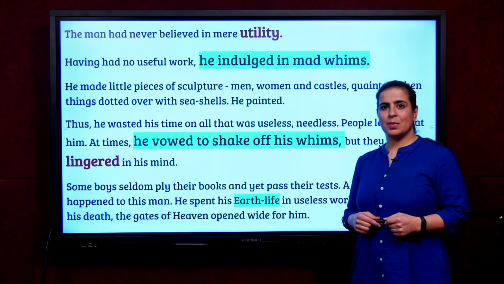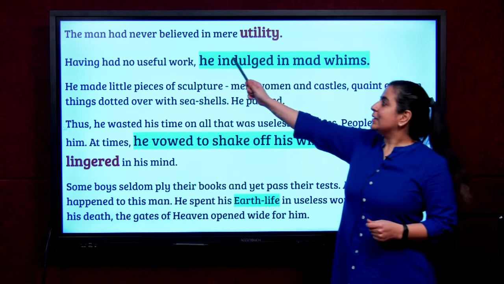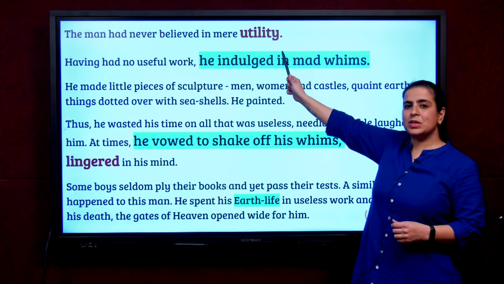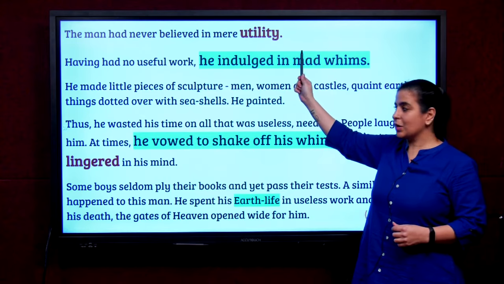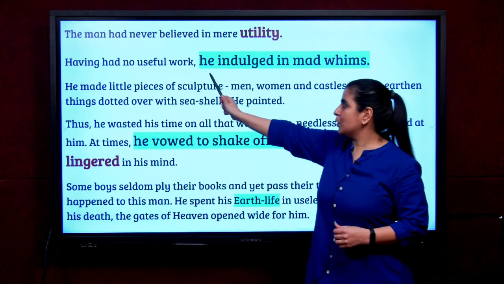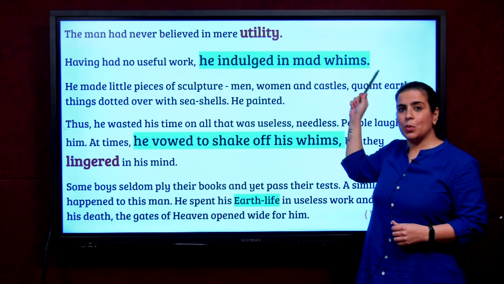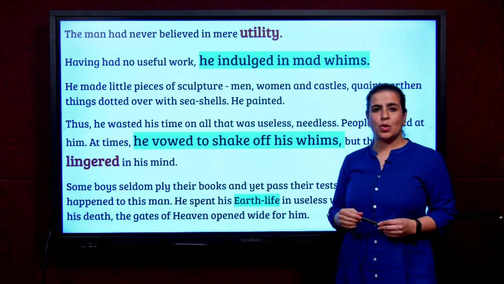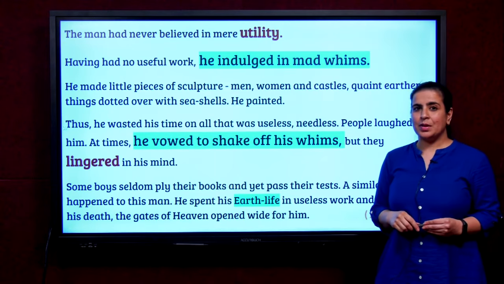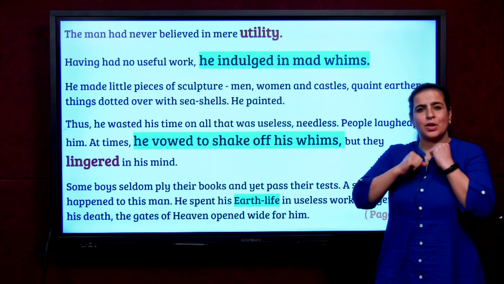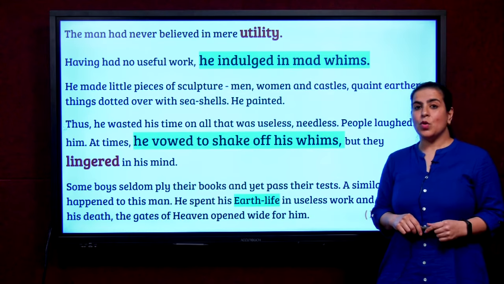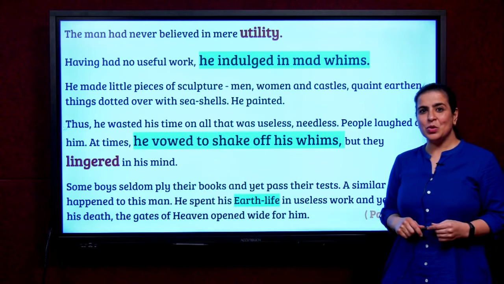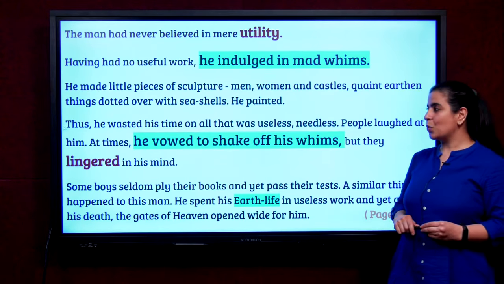Now what did this wrong man do? Let's read. This wrong man had never believed in mere utility. Mere utility. Utility means useful work. Having had no useful work, he indulged in mad whims. What are whims? Whims are some fancy things that you want to do, right? I'll give you an example. Now it's really shivering cold inside and outside, and what you feel like doing? You want to have an ice cream. Is that right? No. So those are called mad whims.